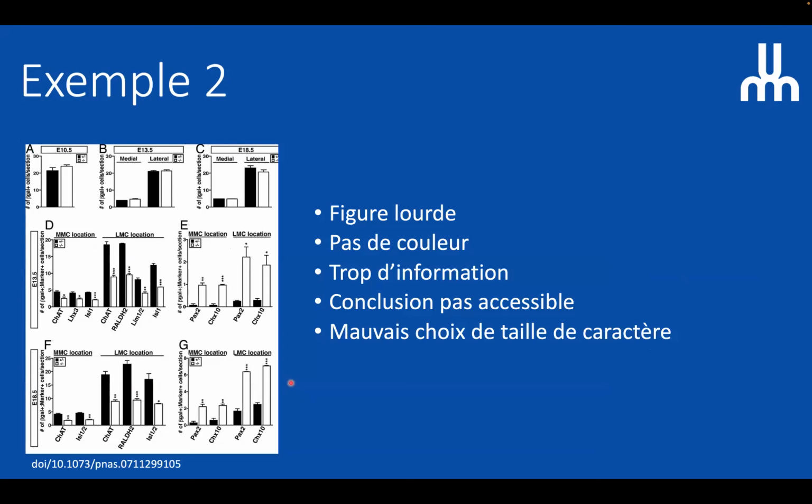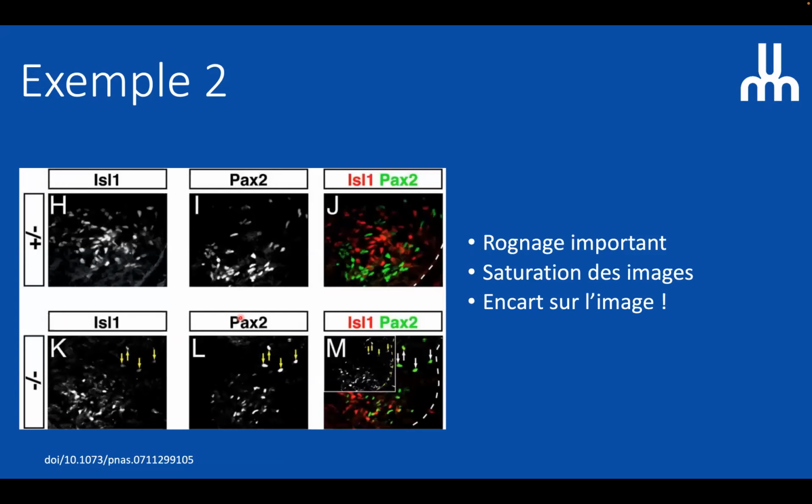Here is another example of a very bad figure showing graphs. Graphs can be vectorial, so it doesn't matter how you zoom in, you will always have a line. This is a bad figure because it's all in black and white. There's too much information. The scale is not good. Here I can barely read what is what. The size of the characters is not good, and it's very hard to read things on the side, so you have to tilt your head. This is another example of a bad figure.